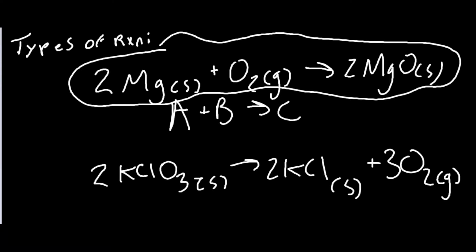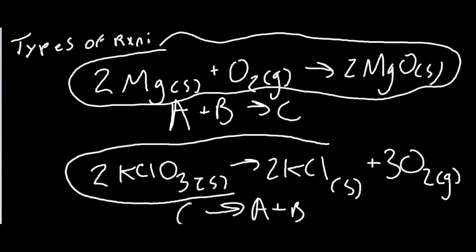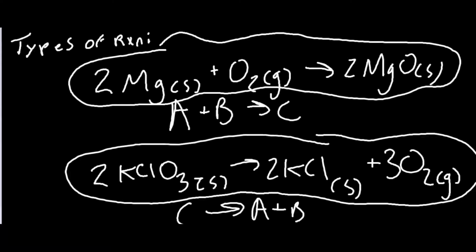And then a decomposition reaction just follows the format but in reverse. So C becomes A plus B. We can see that in the second reaction, where potassium chlorate decomposes into KCl and oxygen gas. And those are really important. You'll see that a lot in chemistry, so just remember those names. In this decomposition reaction, you know that one big thing is becoming two smaller things, or in this combination reaction, these two small things are going to become this one big thing.